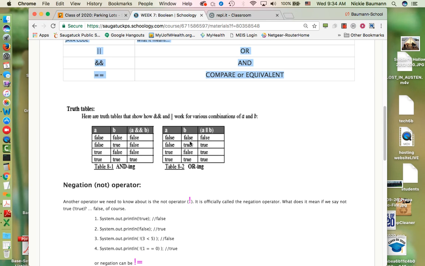If we're dealing with ors, one or the other, if they're both false, it'll be false. If one is false and one is true, it'll be true. If one is true and one is false, it'll be true. And of course, if they're both true, it'll be true.